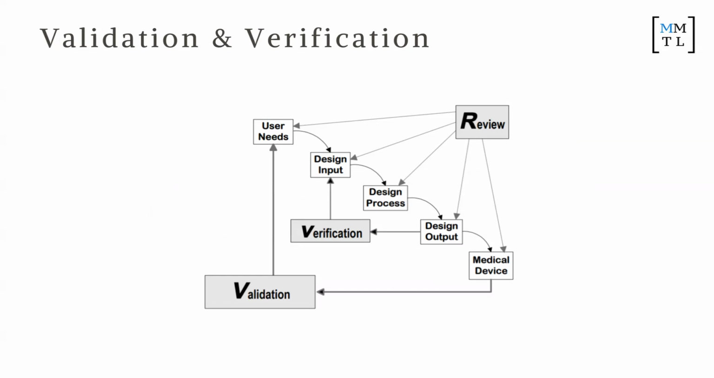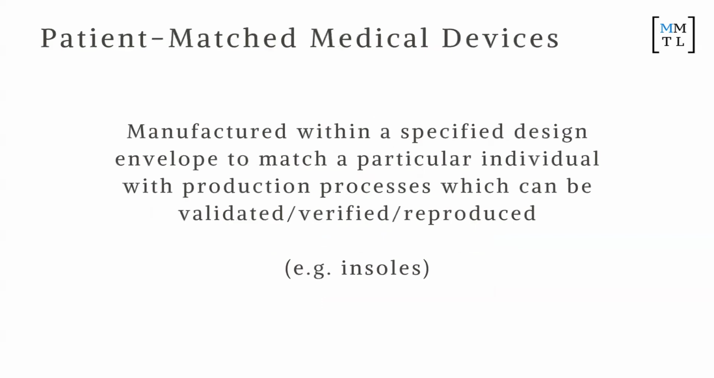You start off with the user need, which is what the user actually needs. You need to document this. Then, based on that, you design it. And then you have a design output, which is, for example, the 3D printed part that you finish. And then you have a medical device. Verification basically confirms that your design output, what you specified the design should look like, is actually true. And validation means that your final product actually meets the needs of the user. So that's verification and validation. And if you have any of these processes in place, then it is a patient-matched medical device.